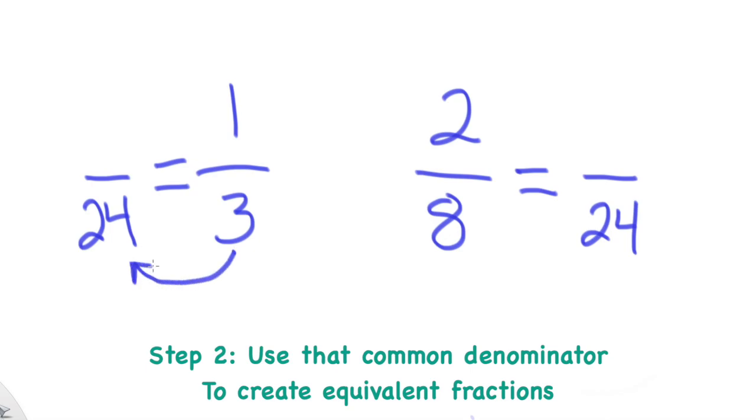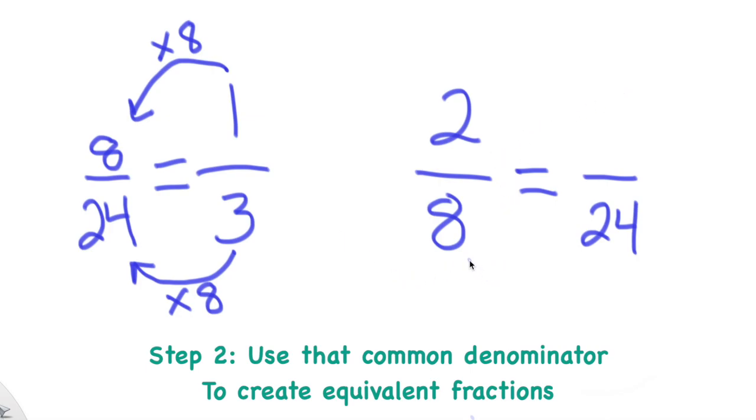To get from 3 to 24, I need to multiply by 8. Whatever I do to the bottom, I need to do to the top. So 1 times 8 is 8. 8/24ths is equal to 1/3.